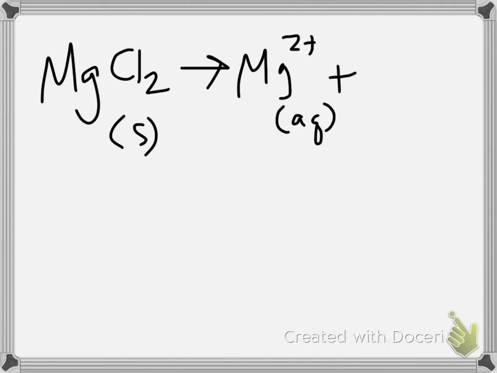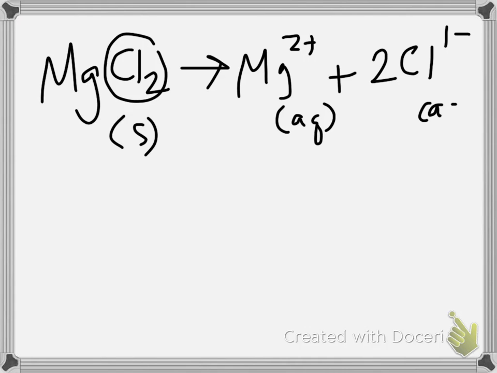How many moles of chloride 1- ions are we going to get? 2. We're going to get 2 because for every 1 magnesium atom, there are 2 chlorine atoms. So we're going to get 2 moles of Cl- also in aqueous solution. So let's check ourselves here. Do we have equal numbers of atoms on each side of the equation? Yes. 1 magnesium, 2 chlorine, 2 chlorine.